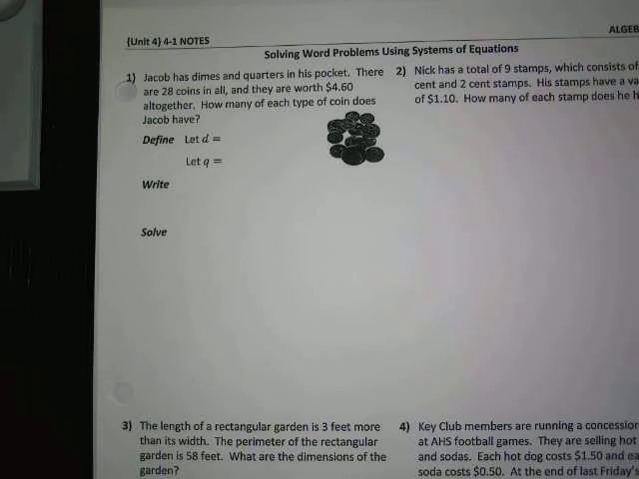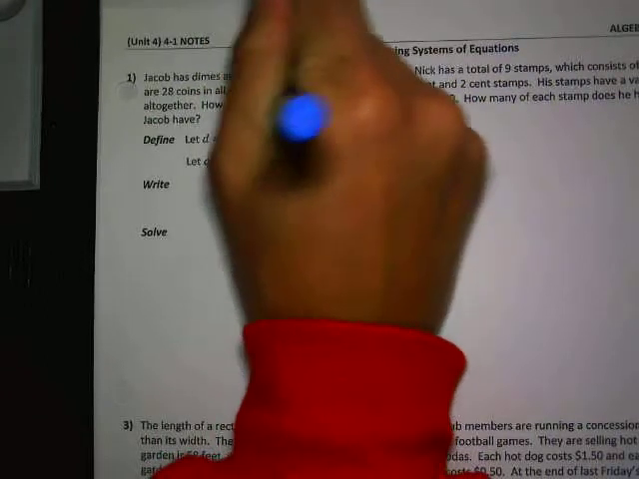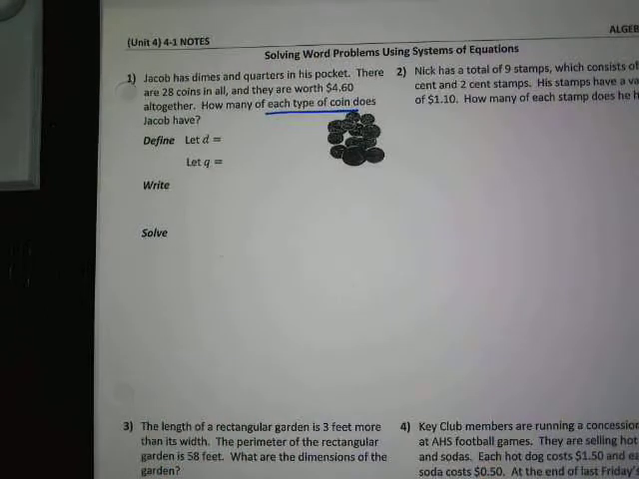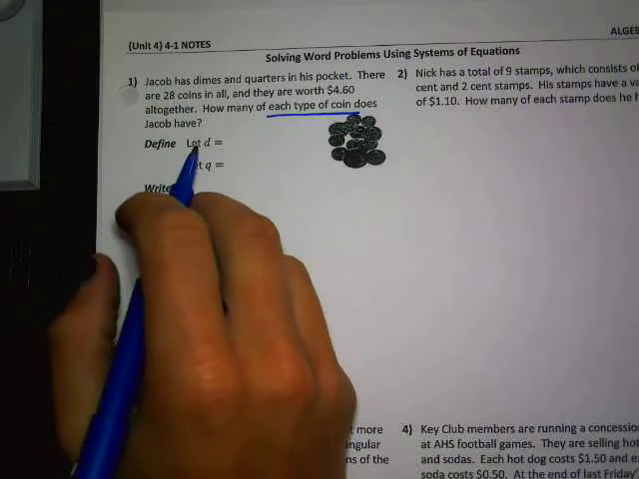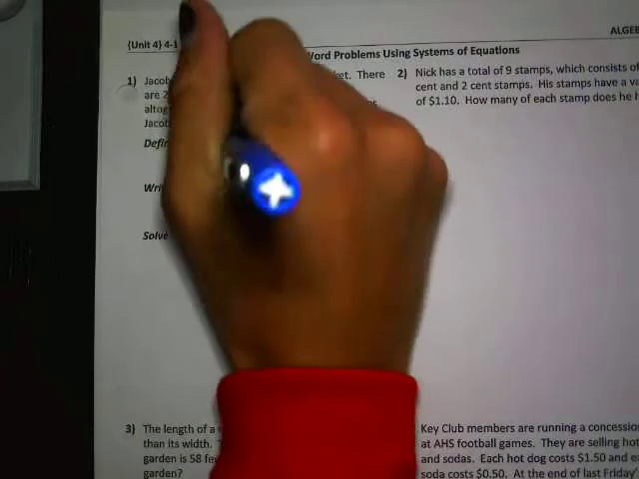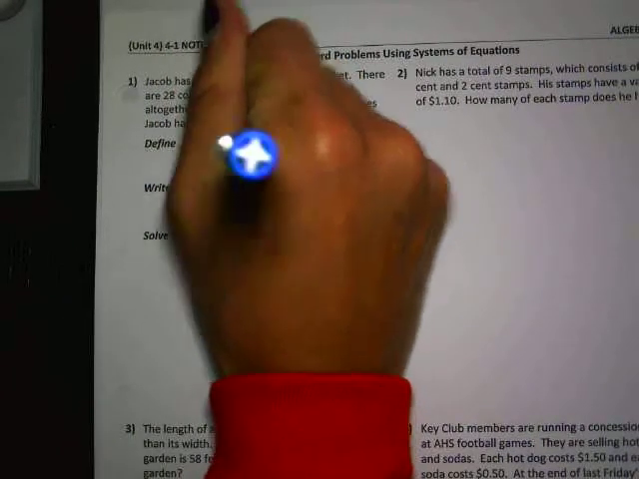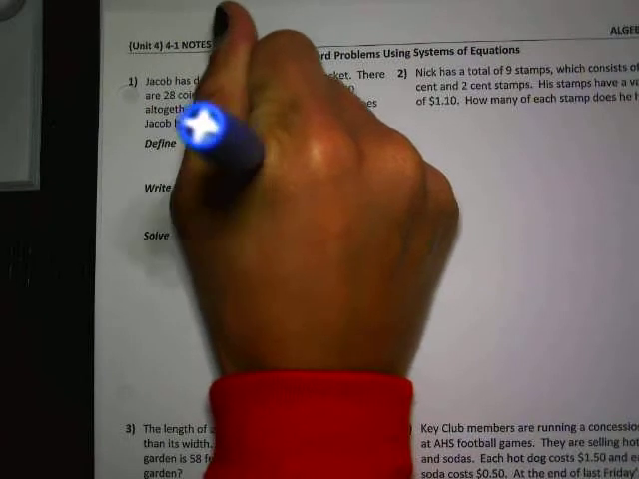The first thing you need to do is to define your variables. Define what you are trying to find. So on this problem, how many of each type of coin? So we are trying to find the types of coin, which in this example happen to be dimes and quarters. So I'm going to let D represent the dimes, Q represent the quarters.